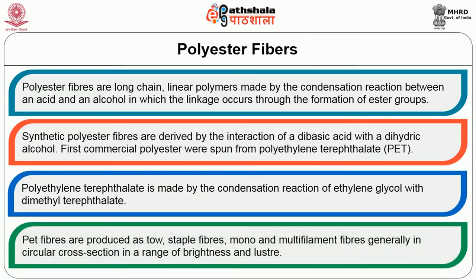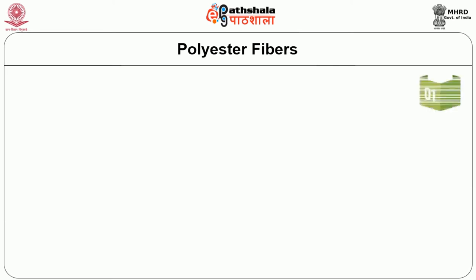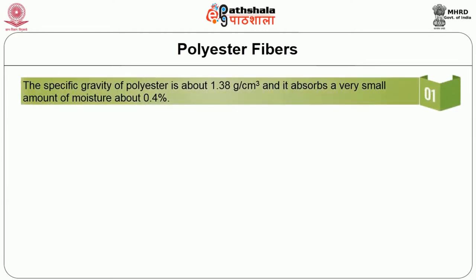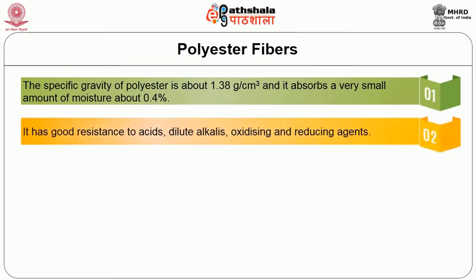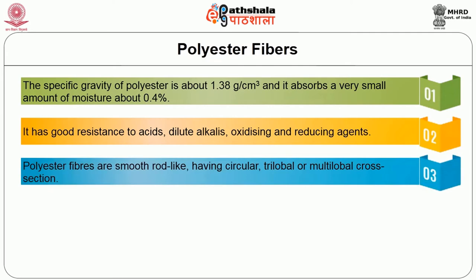PET fibers are produced as tow fibers, staple fibers, mono and multifilament fibers, generally in a circular cross section, in a range of brightness and luster, with a wide range of properties to suit specific requirements. The specific gravity of polyester is around 1.38 grams per cubic centimeter, and it absorbs a very small amount of moisture, about 0.4% in standard conditions. It has good resistance to acids, alkalis, oxidizing and reducing agents. Polyester fibers are smooth, rod-like, and have circular, trilobal or multilobal cross-sections.